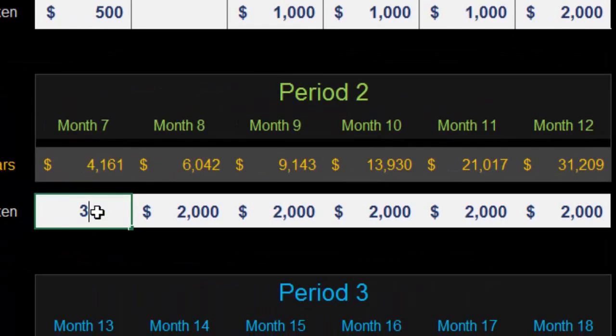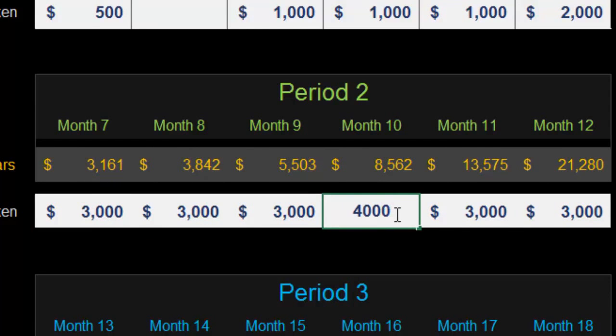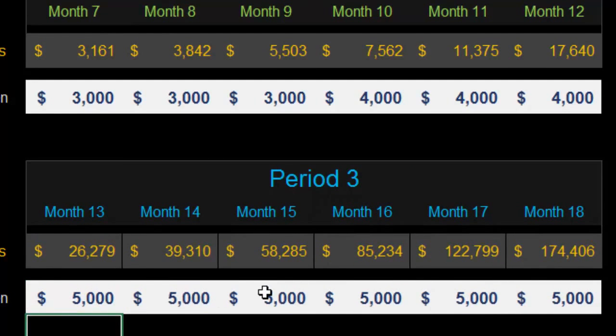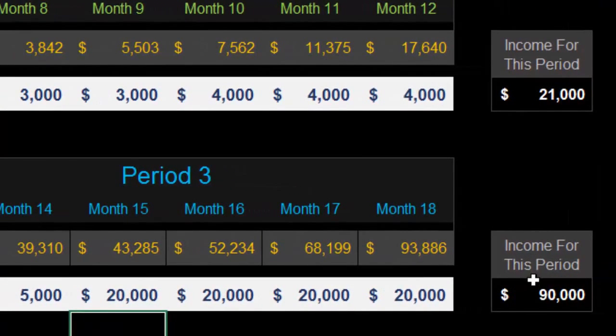Month 7, you take out 3,000. You can just play around with these figures. You can put in whatever you want. 4,000 in month 10, and just see what happens. 5,000. Let's put some crazy numbers in. 20,000. Okay, so it will automatically work out what you take out at the end of each period.